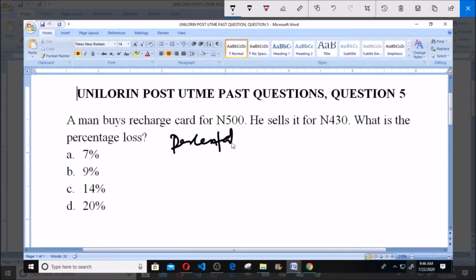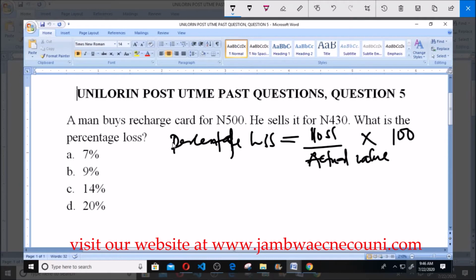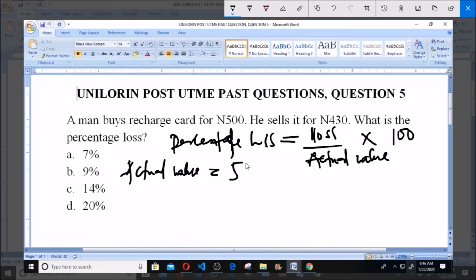Percentage loss. The formula for finding percentage loss is equal to the loss over the actual value, multiplied by 100. According to this particular question, the actual value of this recharge card was 500 naira, and the person sold it, so the selling price is equal to 430 naira.